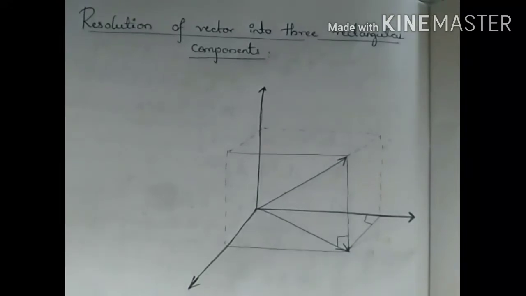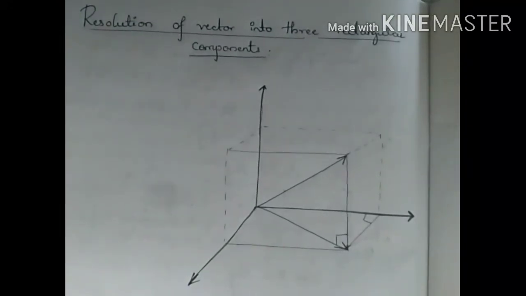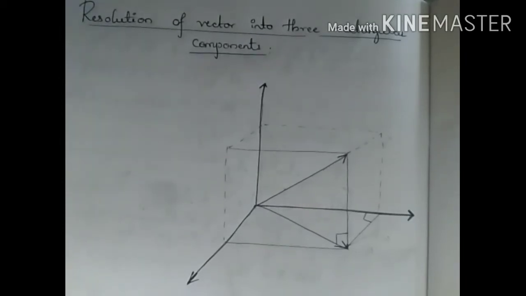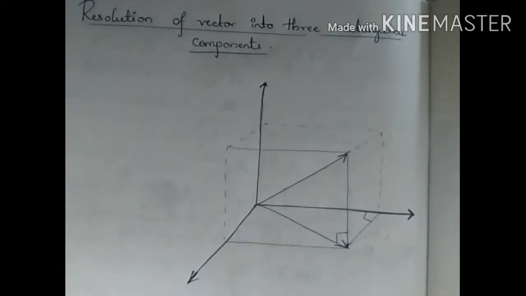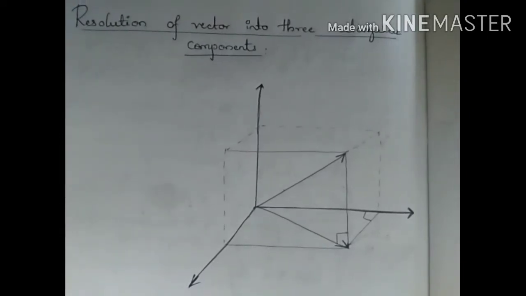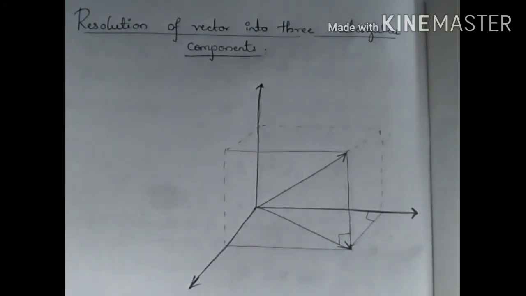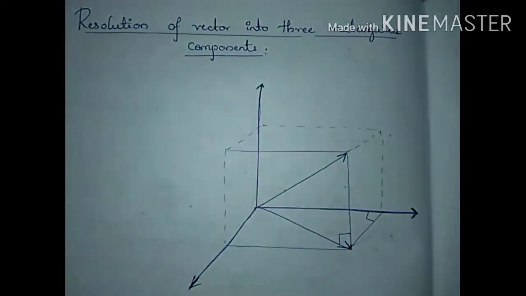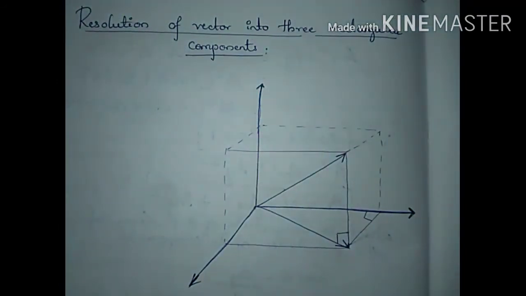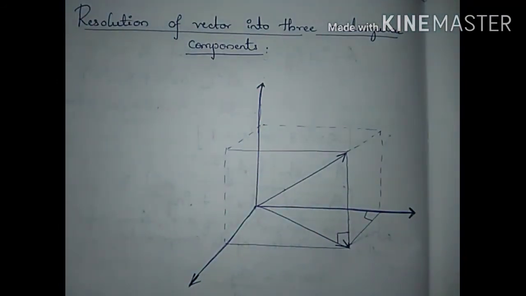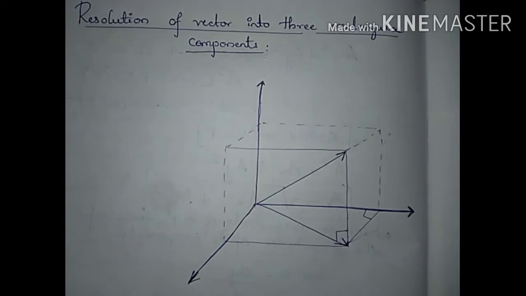In the last class, we have learned the resolution of vector into two perpendicular components. In this class, let us understand the resolution of vector into three rectangular components. So, what will happen when you resolve the vector into its three rectangular components?